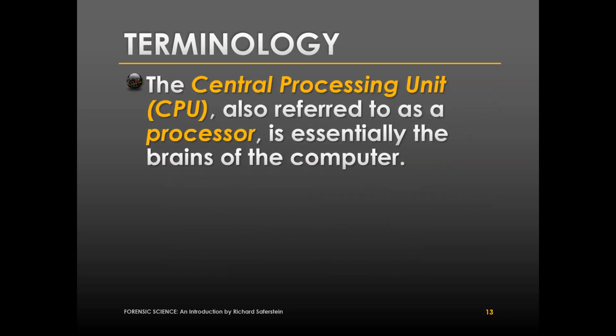The central processing unit, also called the CPU, which is also referred to just as the processor, is essentially the brains of the computer. It's telling the computer what to do and when, just like your brain tells your body what to do and when.